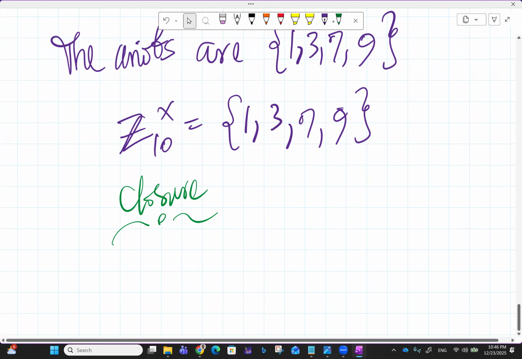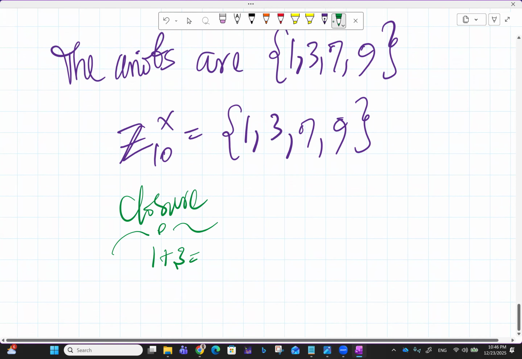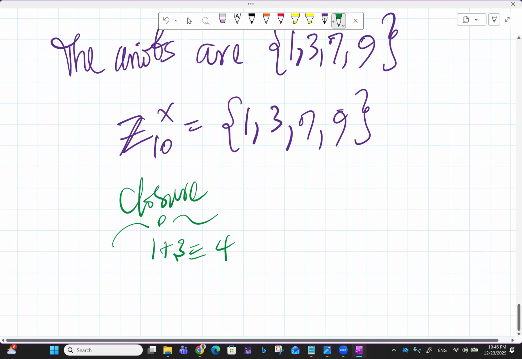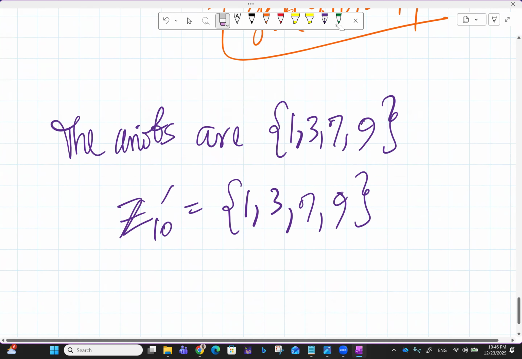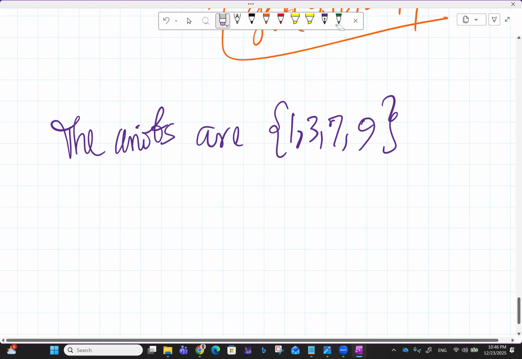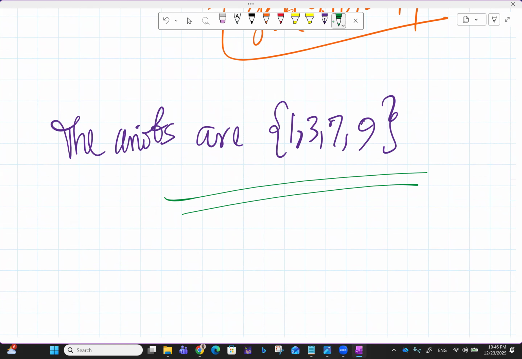So pick any two numbers. What are the possibilities? You have 1 plus 3. 1 plus 3 is 4. Okay, 4 is not here, right? So, okay, maybe that's not the deal here. I think we're just talking about, so these are just simply called units, not Z10x. Let me not mislabel it that way.